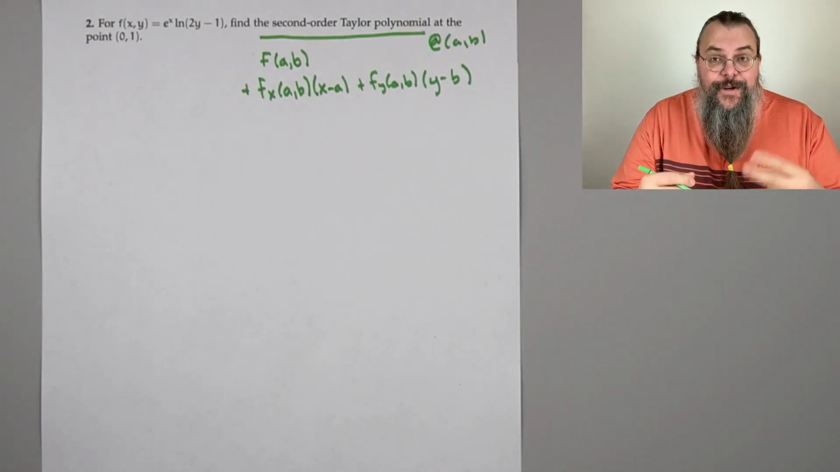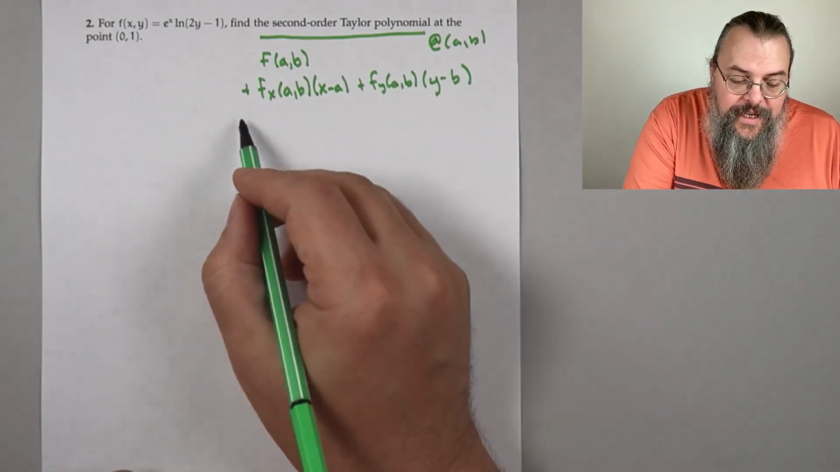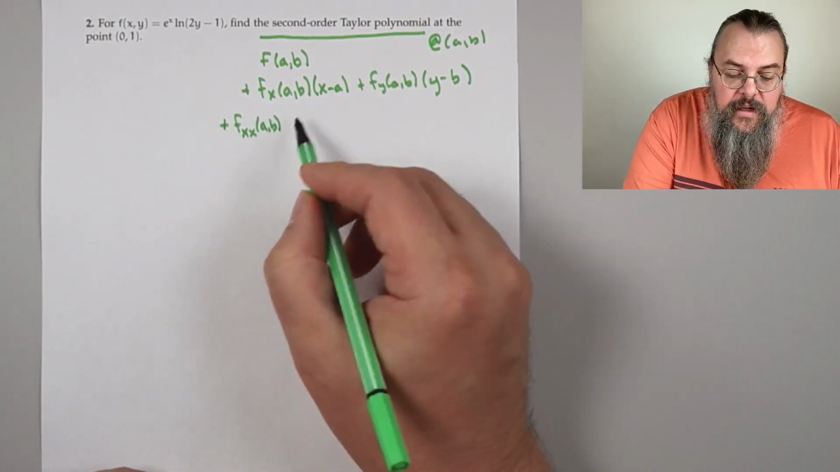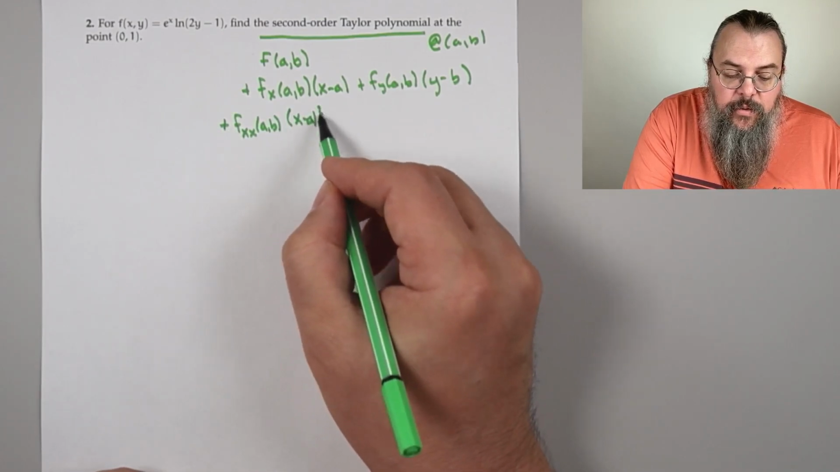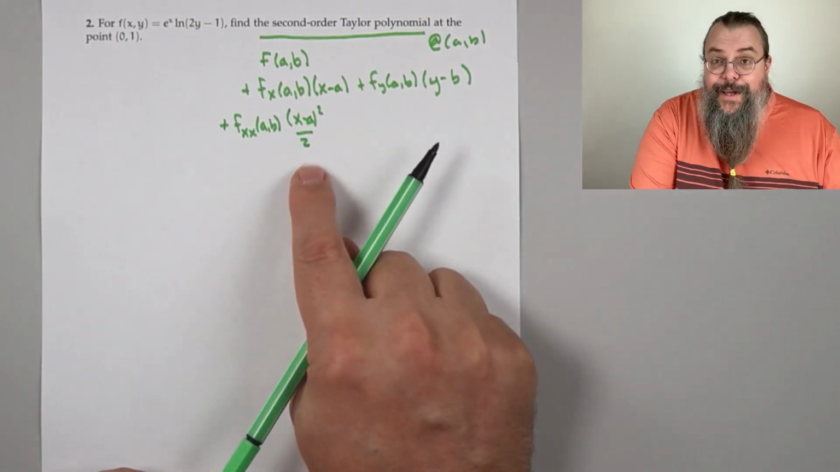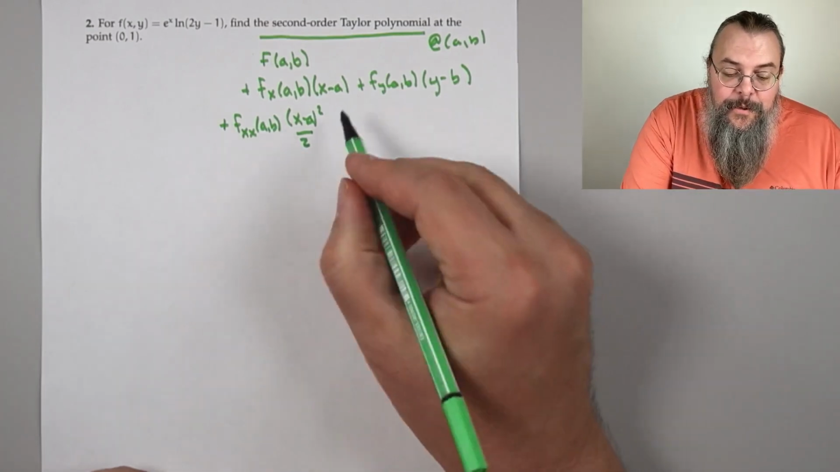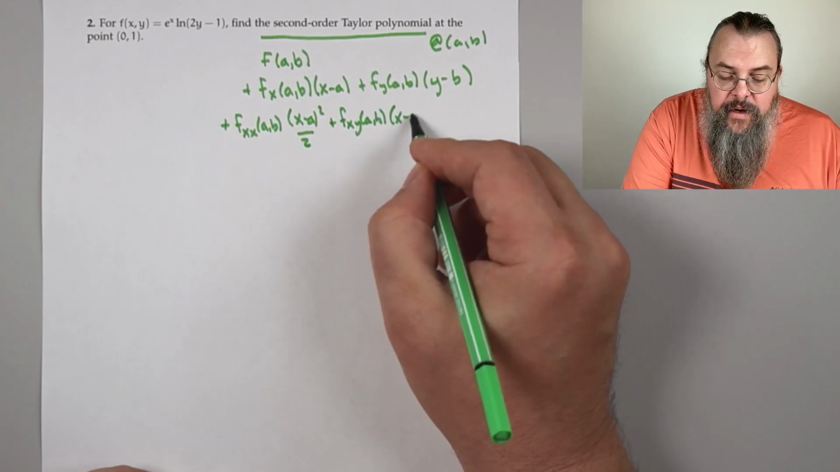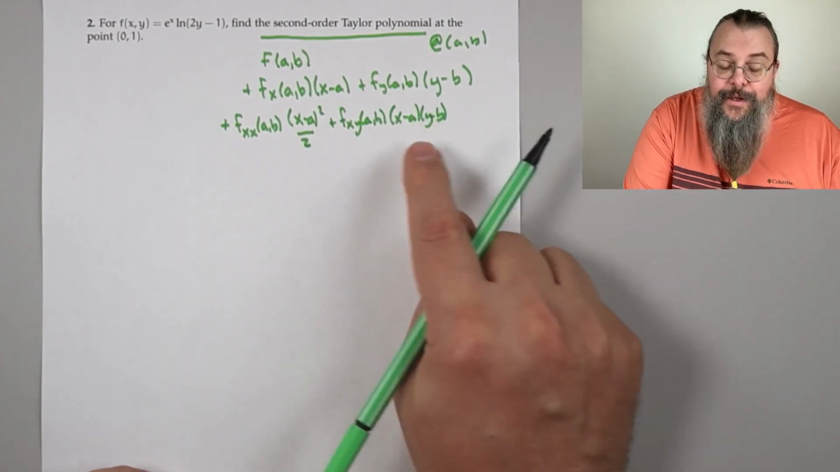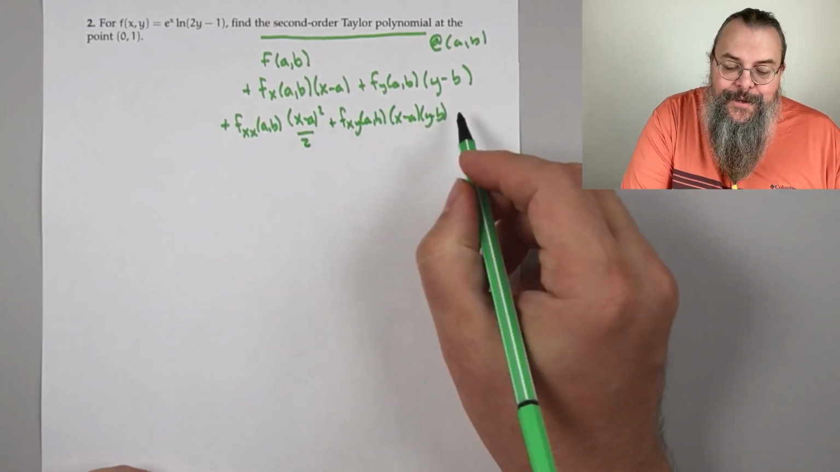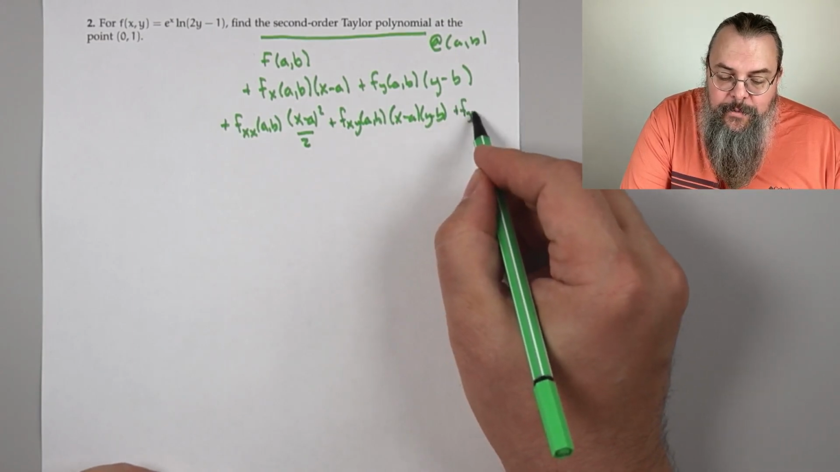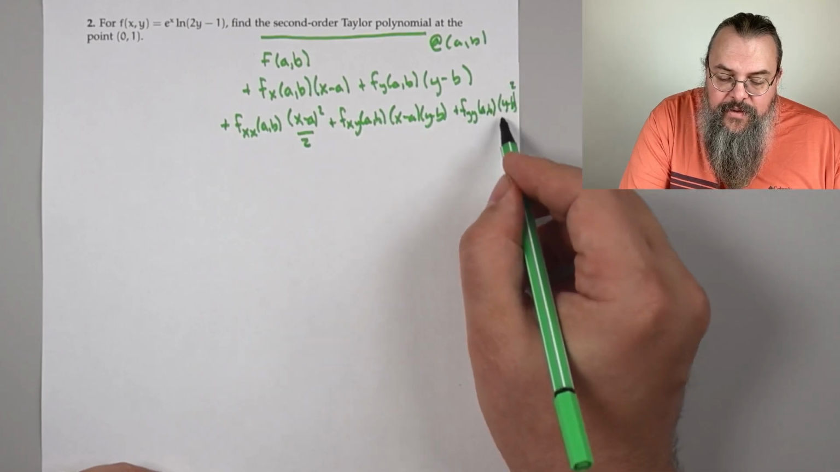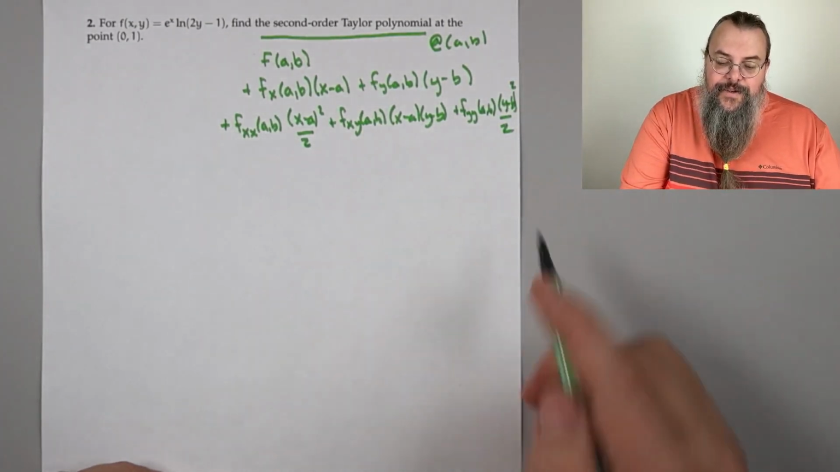To get to second order, we're going to get to our second derivatives. So we're going to have f sub xx at AB times (x minus a) squared over 2. That's important. You need the 2. Plus f sub xy at AB times (x minus a)(y minus b). There's no over 2 here. Plus f sub yy at AB. Whoops, I'm almost going to run out of space. (y minus b) squared over 2. All right, so again, over 2.